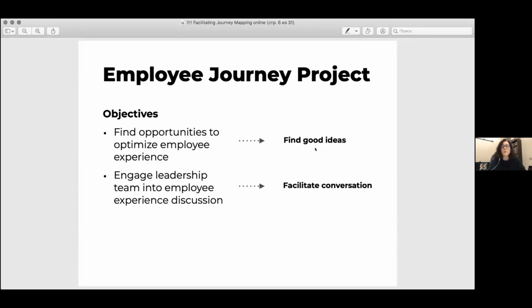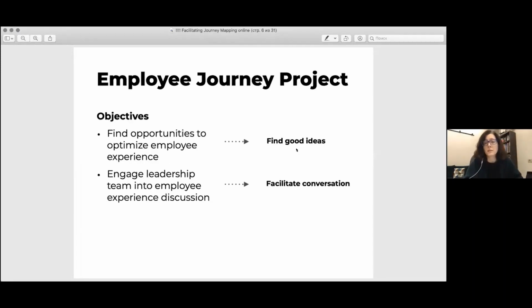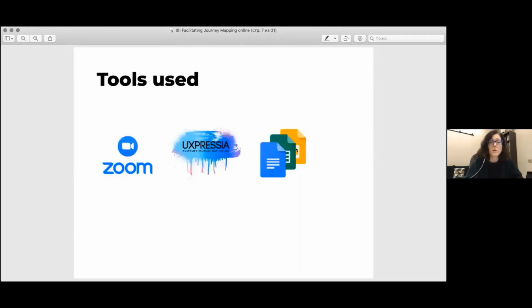The objectives were set before the crisis. However, they stayed relevant and changed a little during the course of the project. The tools we used are pretty simple. As today, we also used Zoom because of the rooms feature, allowing us to split into rooms and discuss things separately. We used UXPressia as a platform for the actual journey mapping, and for the facilitators' background work, we used the Google Drive toolkit a lot, creating timings and stuff like that.